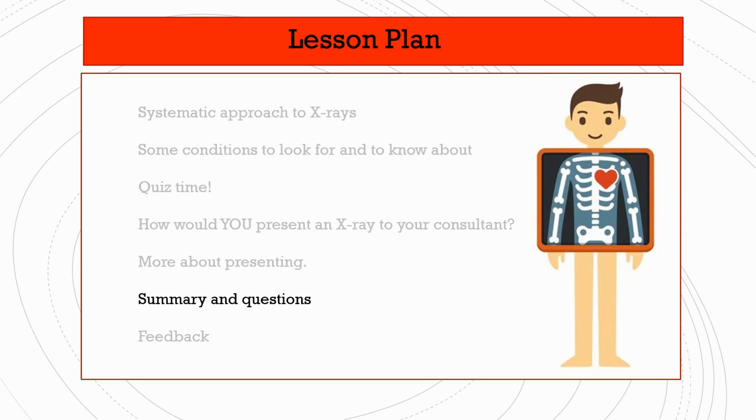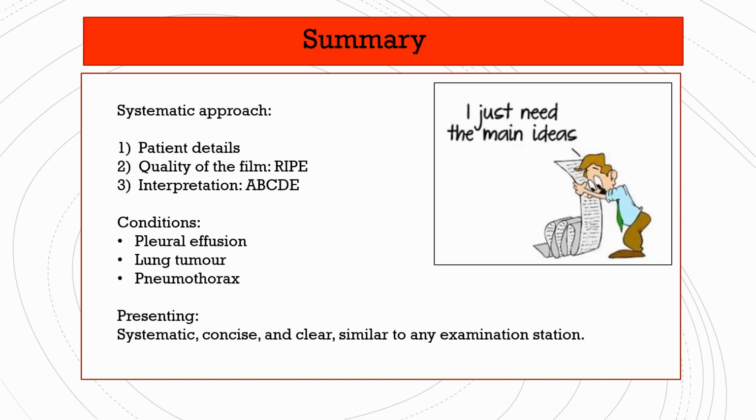Right, summary and questions. I love this slide. I just need the main ideas. That's literally me all the time. Right. So remember, systematic approach, patient details, quality of film, RIP, interpretation, ABCDE. Okay. And the conditions we learned about were pleural effusion, lung tumor, pneumothorax, and we also learned about pulmonary edema and COPD actually, but the main ones we learned about. And then we learned to present, you have to be systematic, concise, and clear. And you have to present it in any examination station, okay?